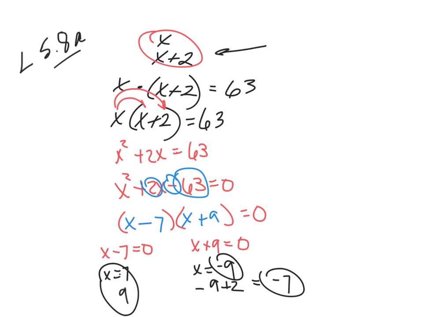Okay, let's look at example 2. Example 2 says the sum of two numbers is 13. So we have a number here and a number here, and it equals 13. Their product is 40, so when I take this number times this number, I get 40. Find the numbers.